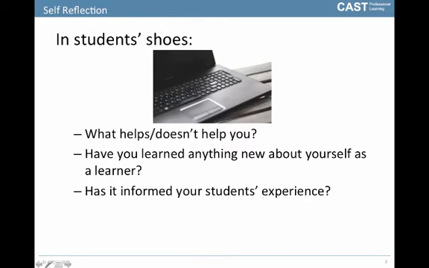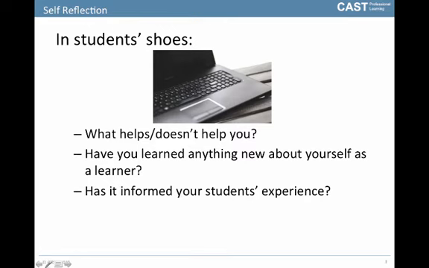First, we want to pause for a moment to reflect. It can also be interesting to reflect for some time on what it has been like to be back in the role of the student. What has that been like? What materials, resources, methods, and assessments help or do not help you in your learning? Have you learned anything new about yourself as a learner? Has this experience made you relate to your students in a new way?